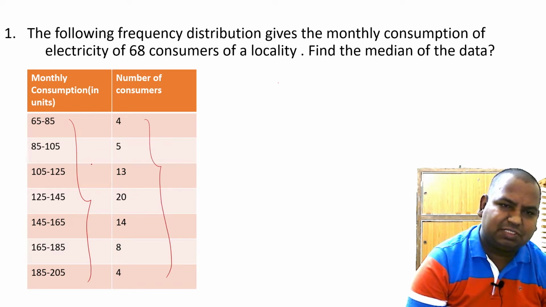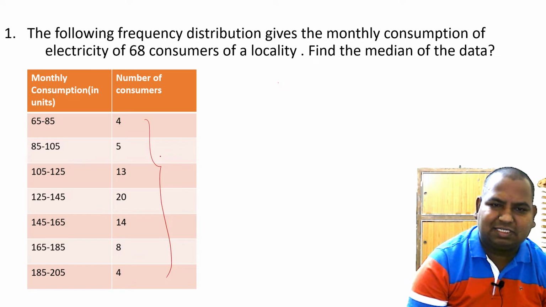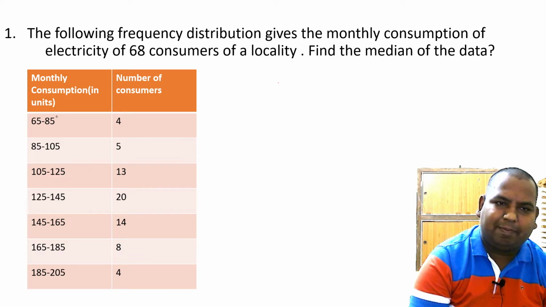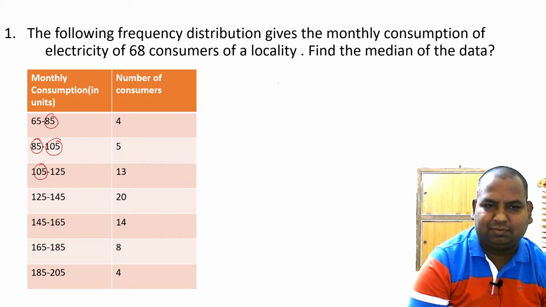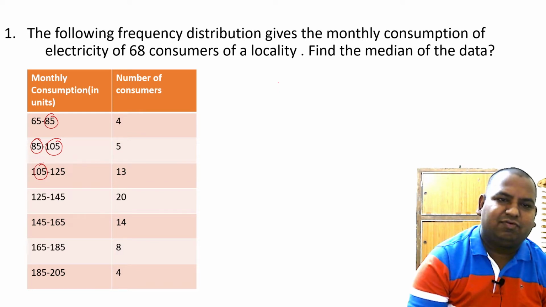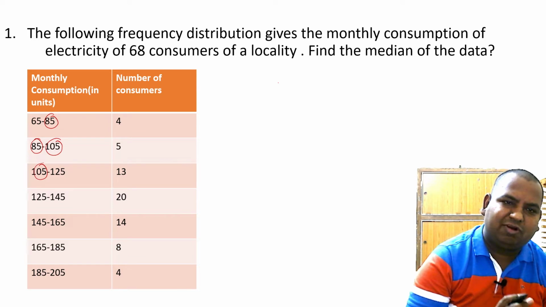Before finding the median, we have to check whether the class intervals are continuous or not. Here the class intervals are continuous, 65 to 85 and so on. See here, the upper limit of the first class interval is equal to the lower limit of the second class interval. The upper limit of the second class interval is equal to the lower limit of the third class interval. So here the class intervals are continuous. If class intervals are not continuous, first you have to make them continuous, then proceed to find the median. That is very important. Step number 1 is, before finding the median, you have to see that the class intervals are continuous.